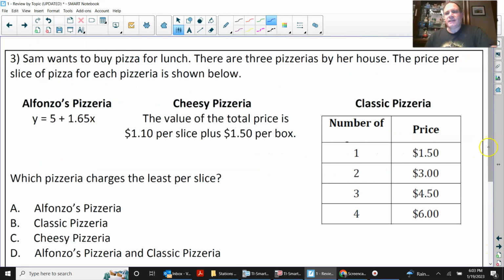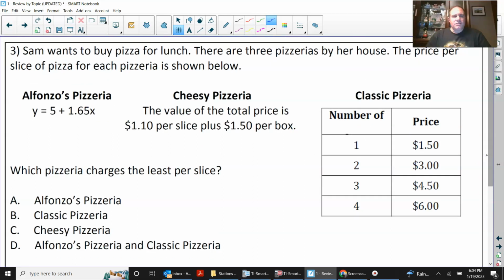All right, so Sam wants to buy pizza for lunch. There are 3 pizzerias by her house. The price of the slice of pizza for each pizzeria is shown below. I don't know why pizza is so expensive, but it is. But Alfonso's pizza is not that expensive. It's $1.65. That's pretty good. All right, for a slice of pizza, it's $1.65.